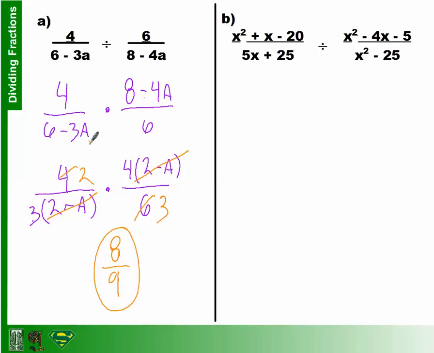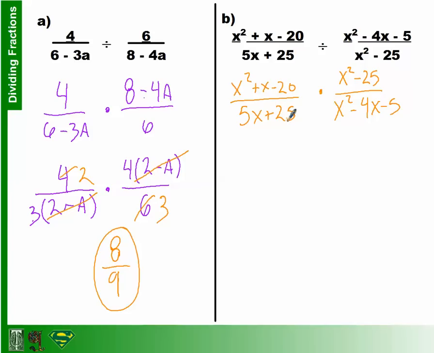We multiply by the reciprocal. All right, we have a nice little Michael group going on here. So x squared minus 225 over x squared minus 4x minus 5. Does this fraction remain the same? Yes, it does. Okay. So we have x squared plus x minus 20 all over 5x plus 25.